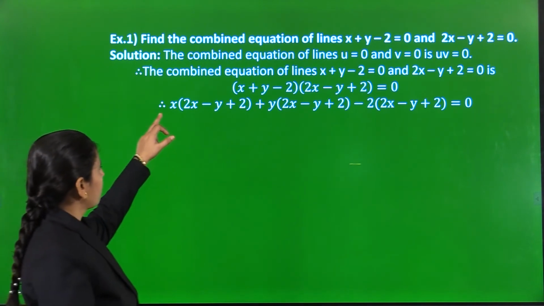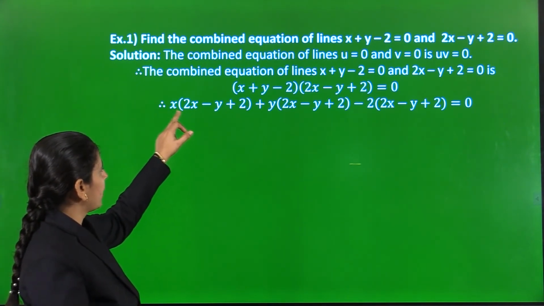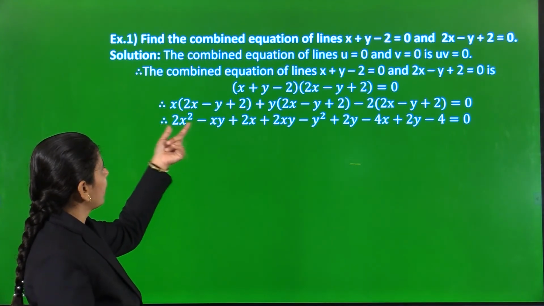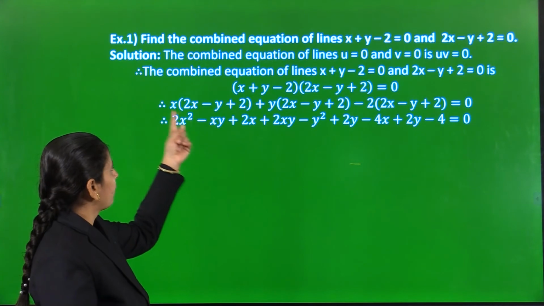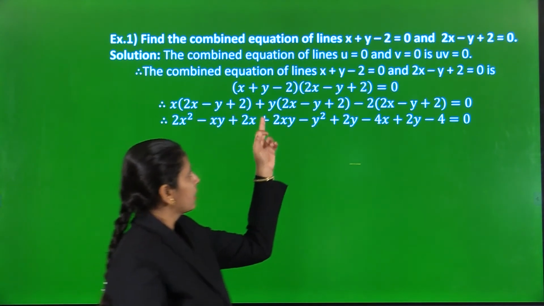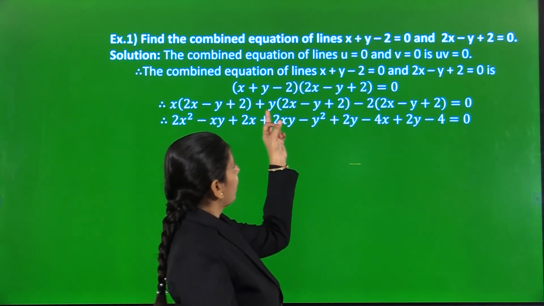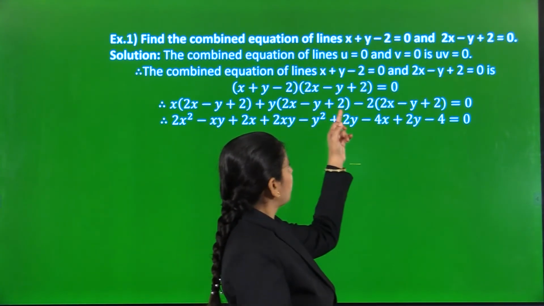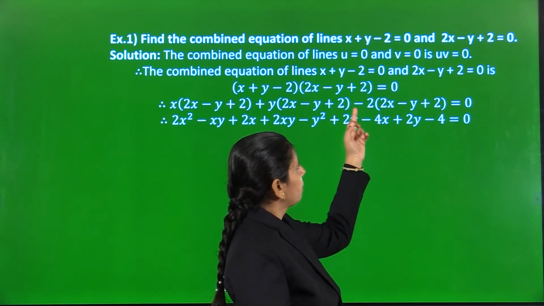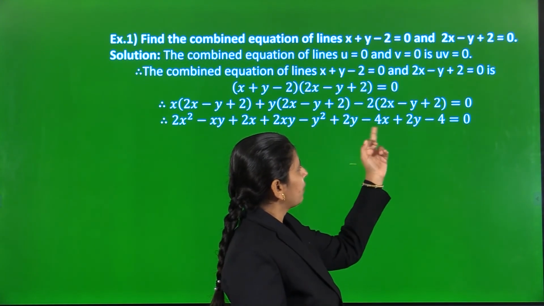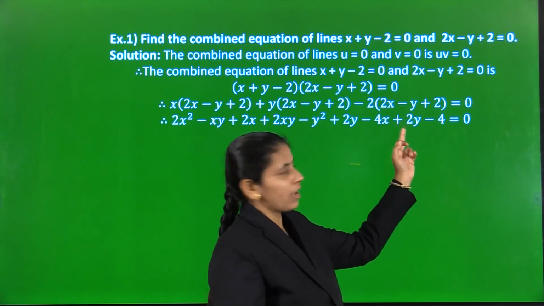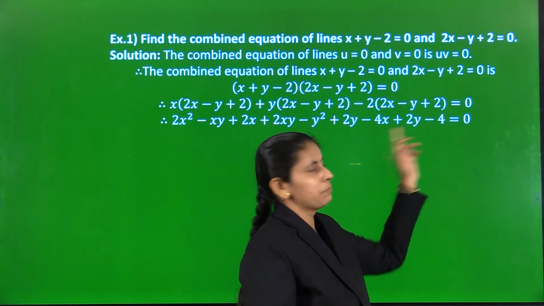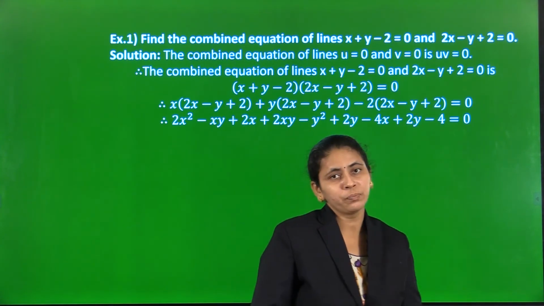Now do this multiplication. x into 2x is 2x². So we get 2x² - xy + 2x, then y into 2x is 2xy, y into -y is -y², y into 2 is 2y, -2 into 2x means -4x, -2 into -y is +2y, and -2 into +2 is -4, and this is equal to 0.